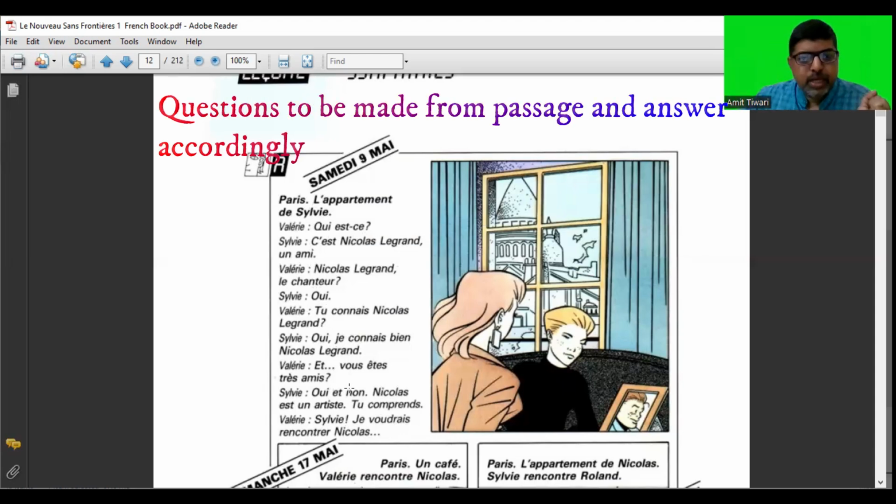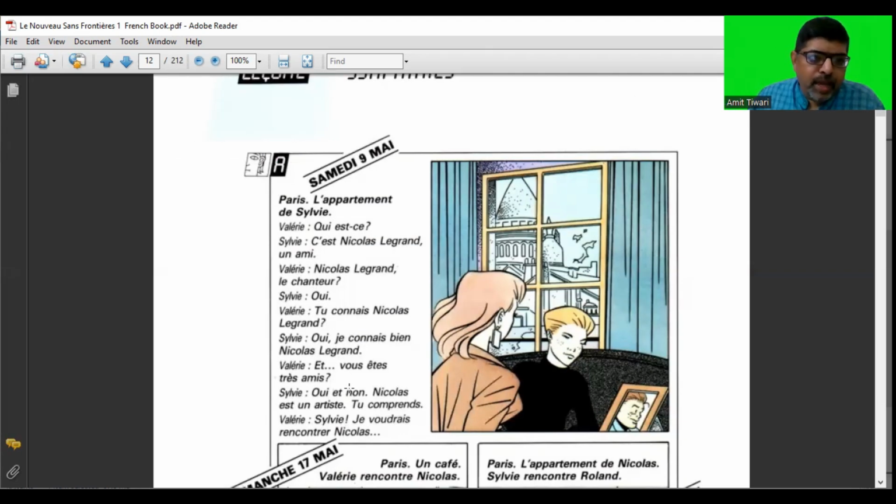If I could ask certain questions, like Qui est Nicolas Lego, you may answer Nicolas Lego est chanteur. He is a famous singer. He's a singer. Où sont Valegi et Sylvie? Où sont, that meant for where are they? So you can answer elles sont, ELLES, that is they are, they the female. Elles sont à l'appartement de Sylvie, or elles sont à Paris, l'appartement de Sylvie. So these are the questions that you can answer.